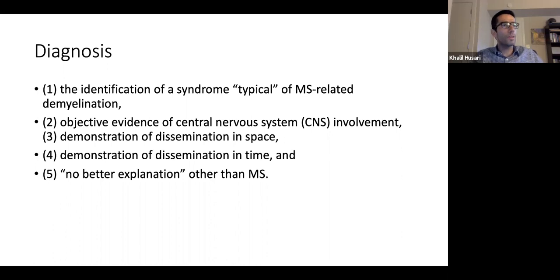The third thing is the classic thing now, we need to demonstrate dissemination in space and dissemination in time as well. What we mean by that: dissemination in space means that more than one area of the central nervous system is affected. And dissemination in time means that they are affected at two different time points during their lifetime. And of course, no better explanation than multiple sclerosis. Any questions?